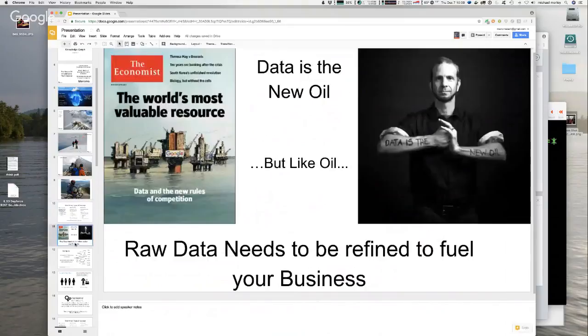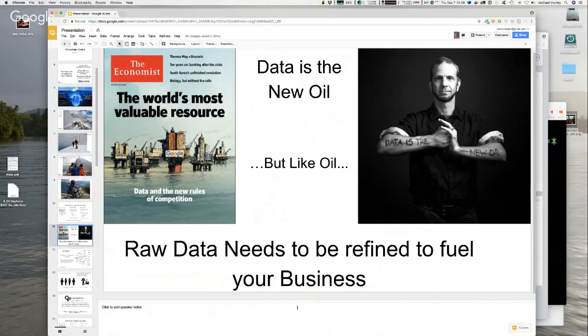So we do like to use this as one of our taglines: data is the new oil. We speak of it mainly in the context of employment here in Calgary and trying to diversify the economy. But it is also applicable in the sense that oil in and of itself is not useful until you refine it. Data is the same that way. Data needs to be refined in order to be fuel for business.